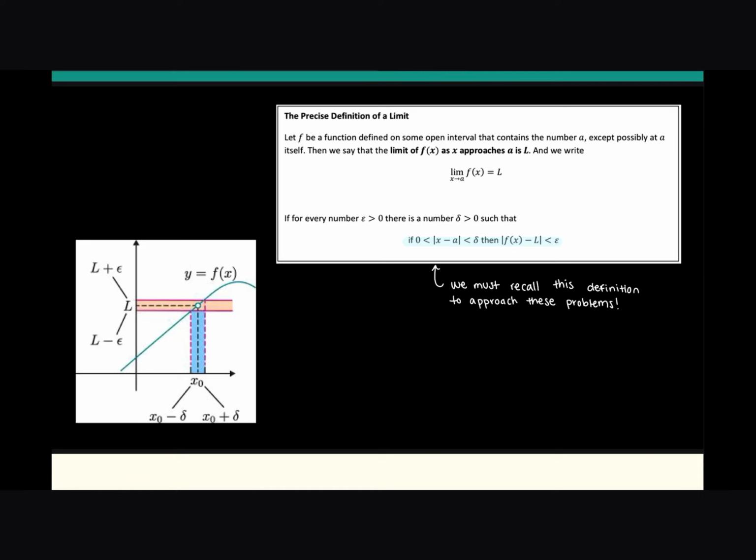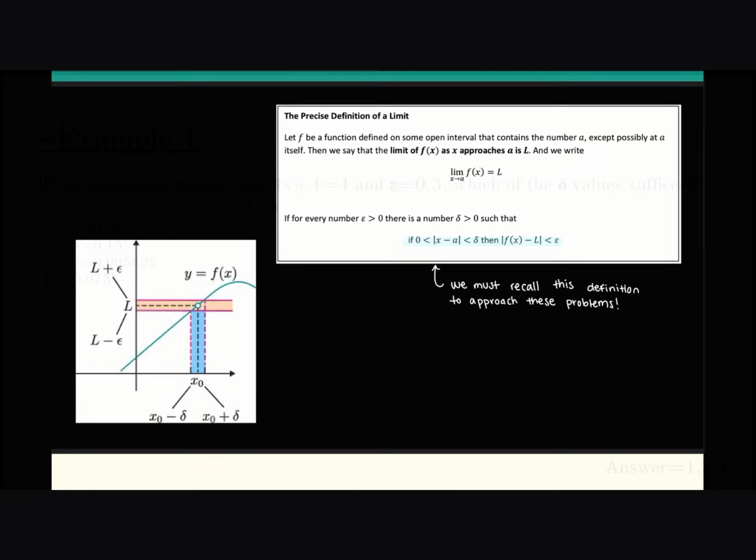If for every number epsilon greater than 0, there is a number delta greater than 0, such that if the absolute value of x minus a is greater than 0 and less than delta, then the absolute value of f of x minus L is less than epsilon. For these problems, we're going to use this definition to solve these examples.